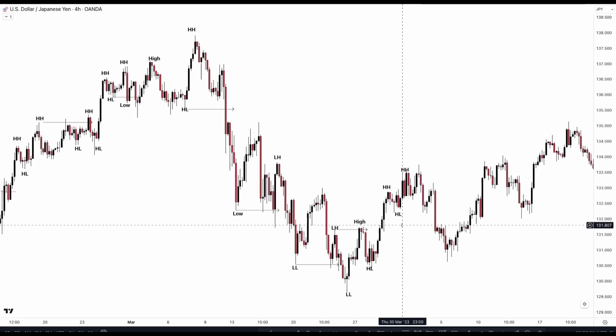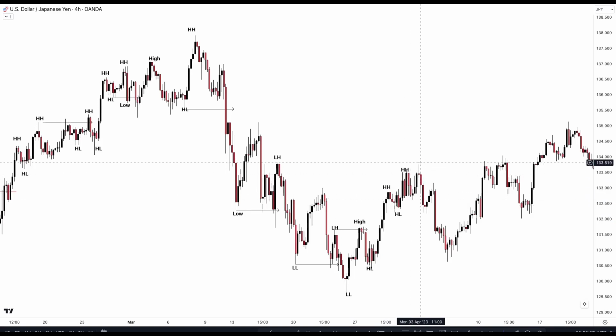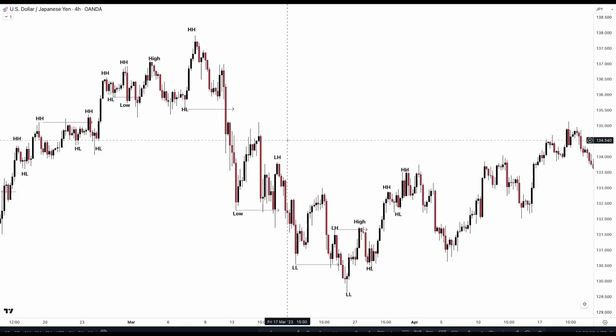Let's see how we go about it in the next video. That's when I'm going to be talking about entries, supply and demand, and support and resistance.